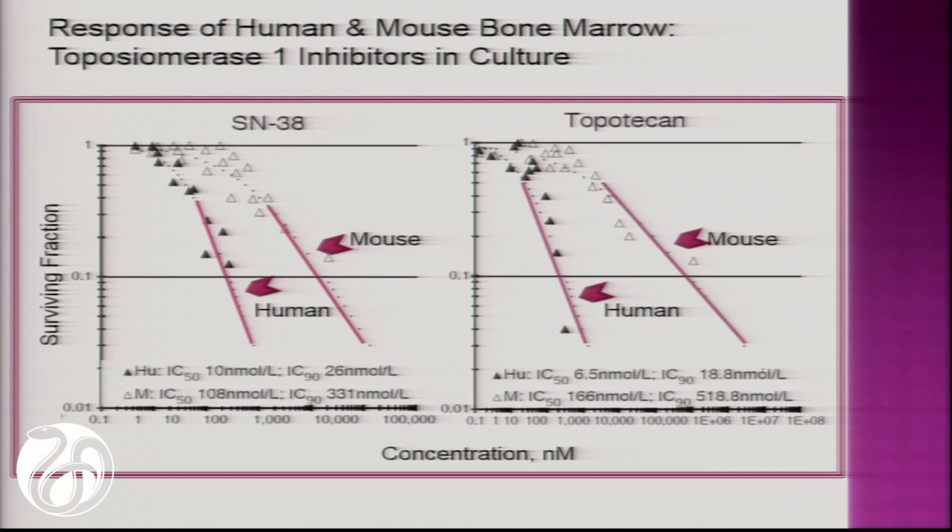So this is dose or concentration on a log scale. And in this case, the mouse bone marrow is more than 10-fold less sensitive than the human. The human is more than 10-fold more sensitive than the mouse. And in this case, the differential is over 100-fold. So the mouse can withstand doses of these anti-cancer agents that human patients just cannot. But we don't know that until after there's clinical information.